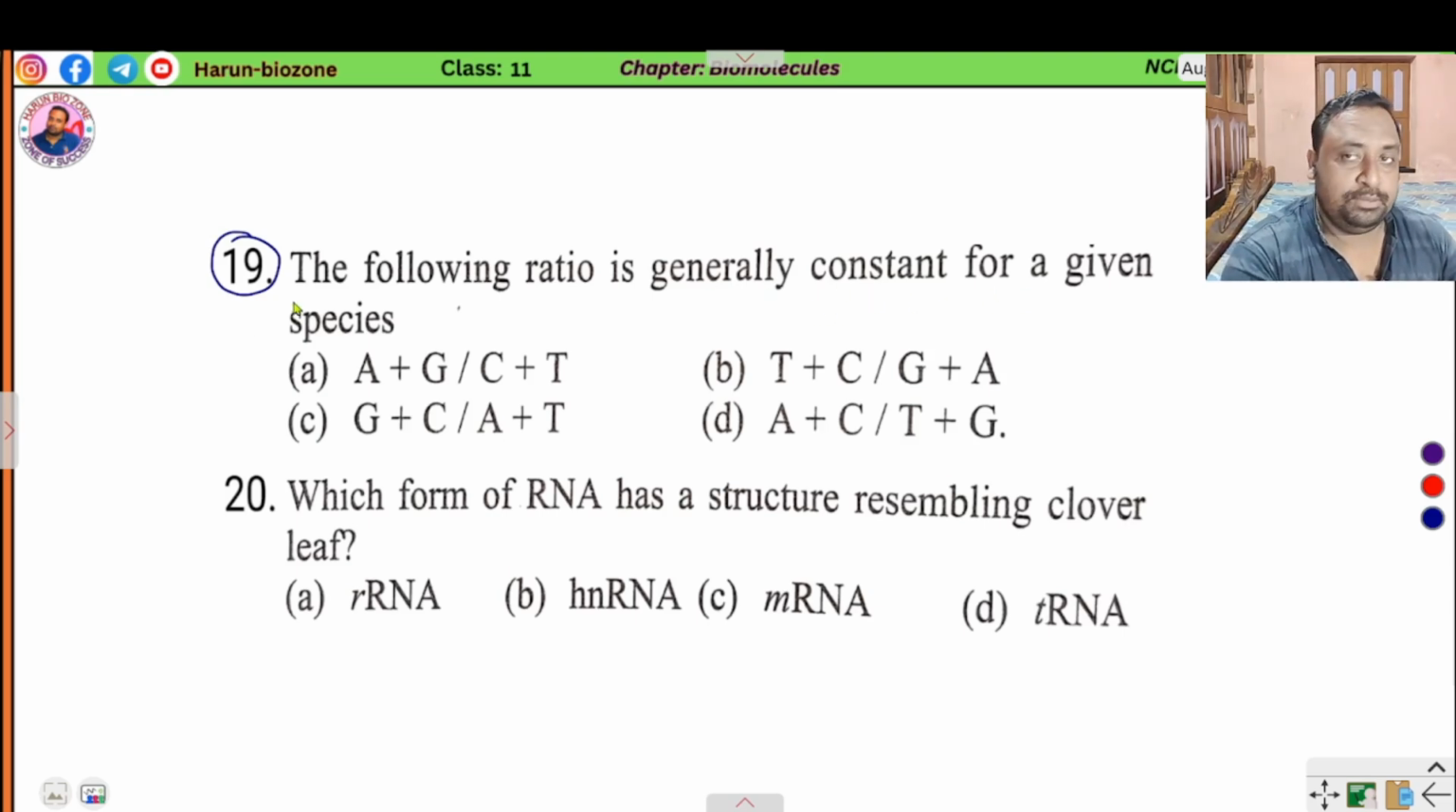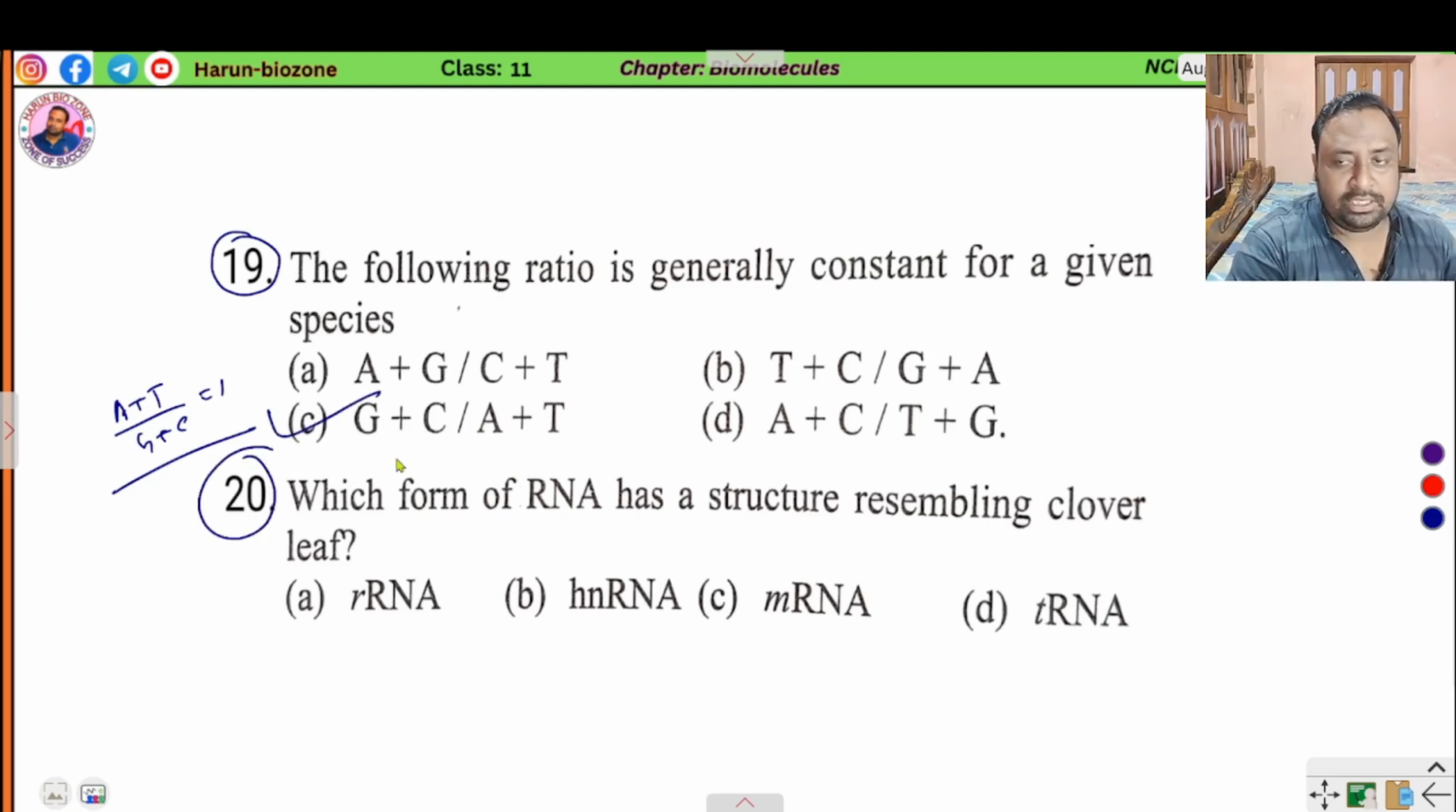Next, question 19: which ratio is generally constant for a given species? In a single species, adenine plus thymine and guanine plus cytosine is always constant. That is, adenine plus thymine divided by guanine plus cytosine is equal to 1. Then C is the correct option.